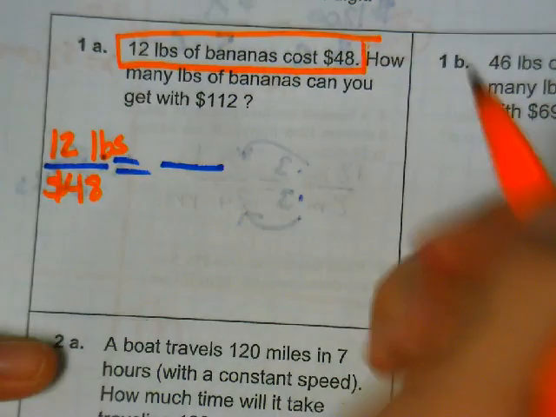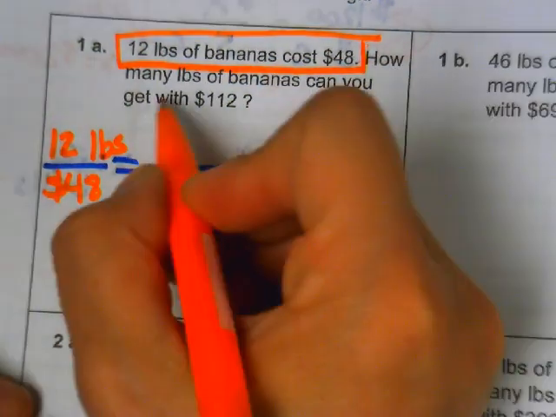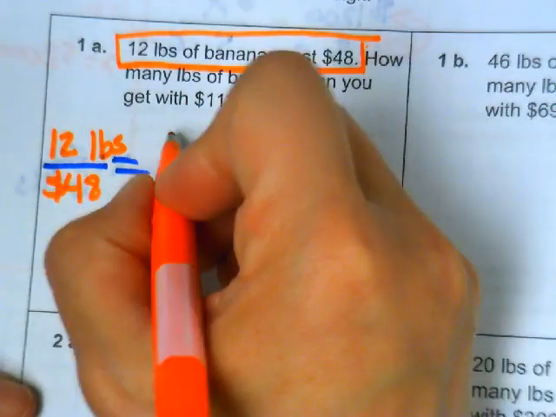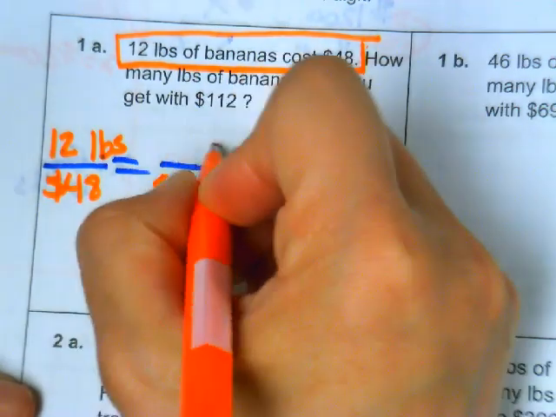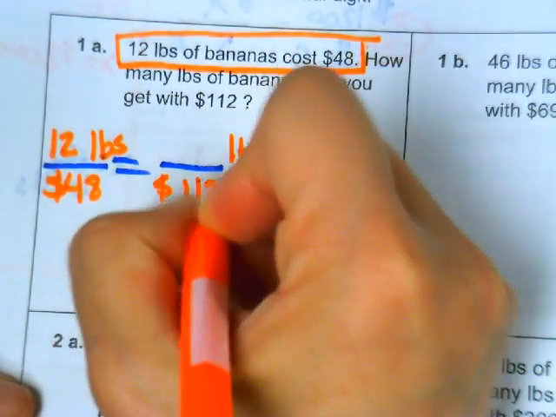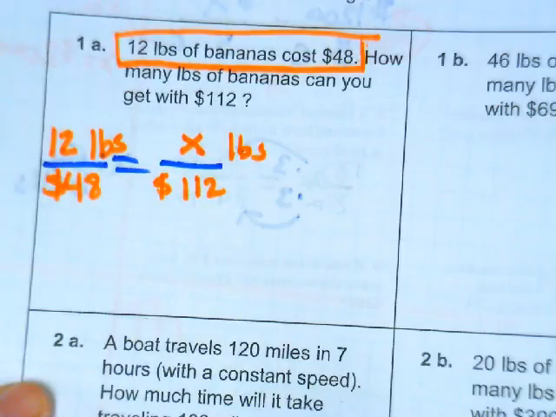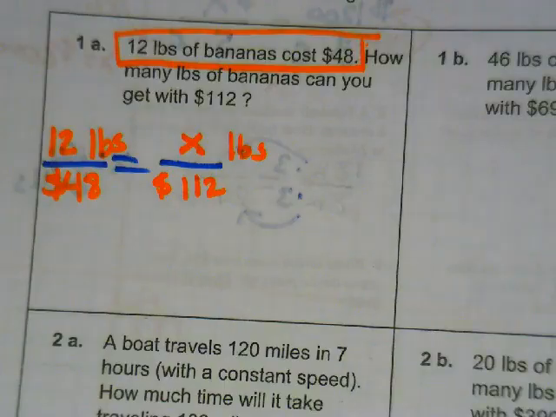And then you read the second sentence. How many pounds of bananas can you get for $112? So where does $112 go? Bottom. Yep, bottom. You're labeling, although some of you might be like, why do I have to do this? It will hopefully catch your mistake. So we write pounds and pounds. These two numbers represent pounds, and these two numbers represent money. So we write money. All right?